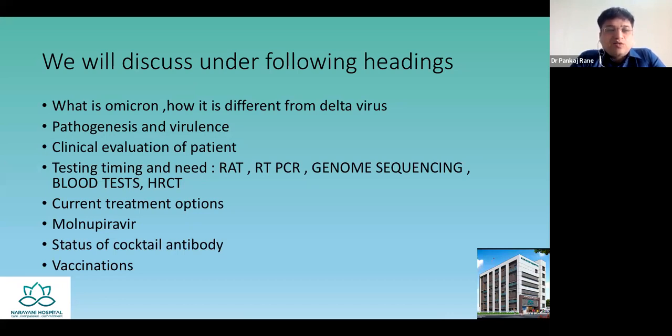In Delta, HRCT was done outright. On day one, we were doing HRCTs. So what is the utility of HRCT in current settings? And treatment options will be discussed by Dr. Swapnil, including molnupiravir, status of cocktail antibody, remdesivir, where remdesivir stands in current Omicron settings, and vaccinations, various vaccines, their escape, need for booster. All these points will be discussed by Dr. Swapnil.